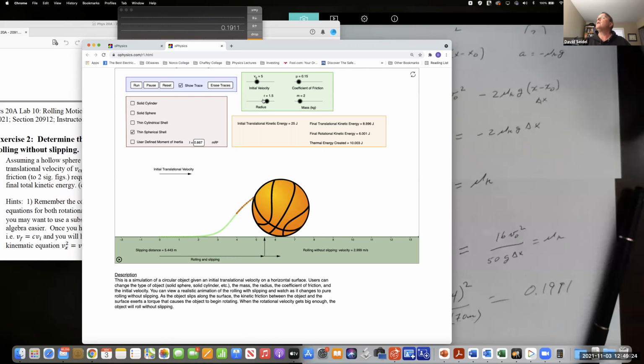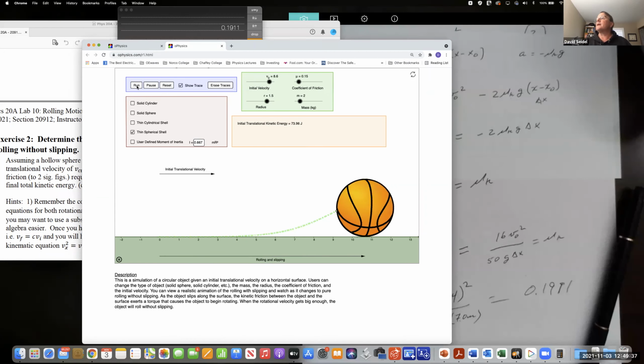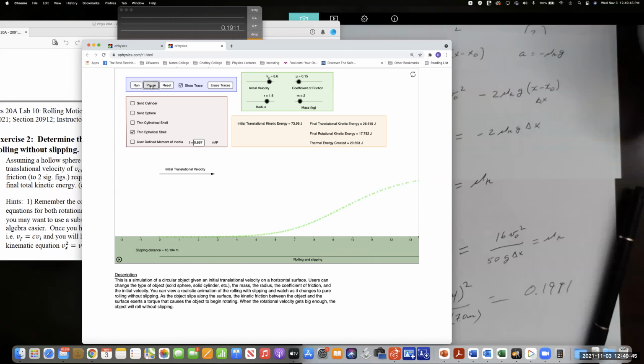Now we've already shown affecting the radius doesn't do anything. So I reset it and erase my traces. If I increase my velocity, the slipping distance is going to get longer, and sometimes a lot longer. Here it went to 16.14. So if my initial velocity is increased, the slipping distance is going to increase. That makes sense. If I increase my coefficient of friction, my slipping distance is going to decrease. So initial velocity and coefficient of friction are what it depends on.